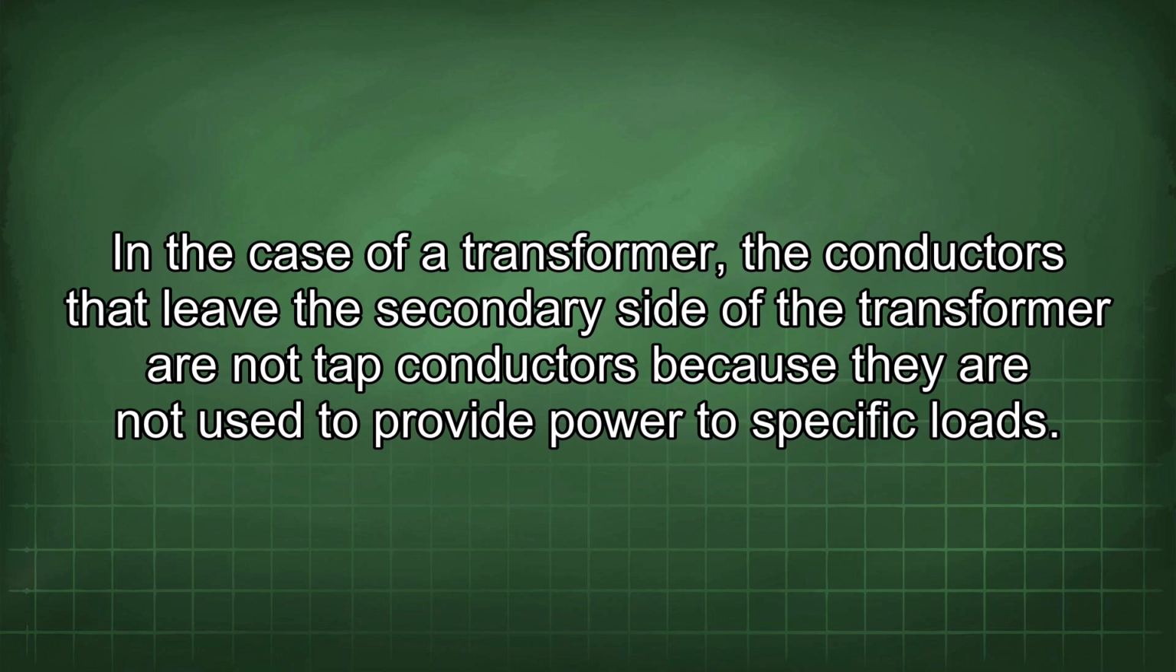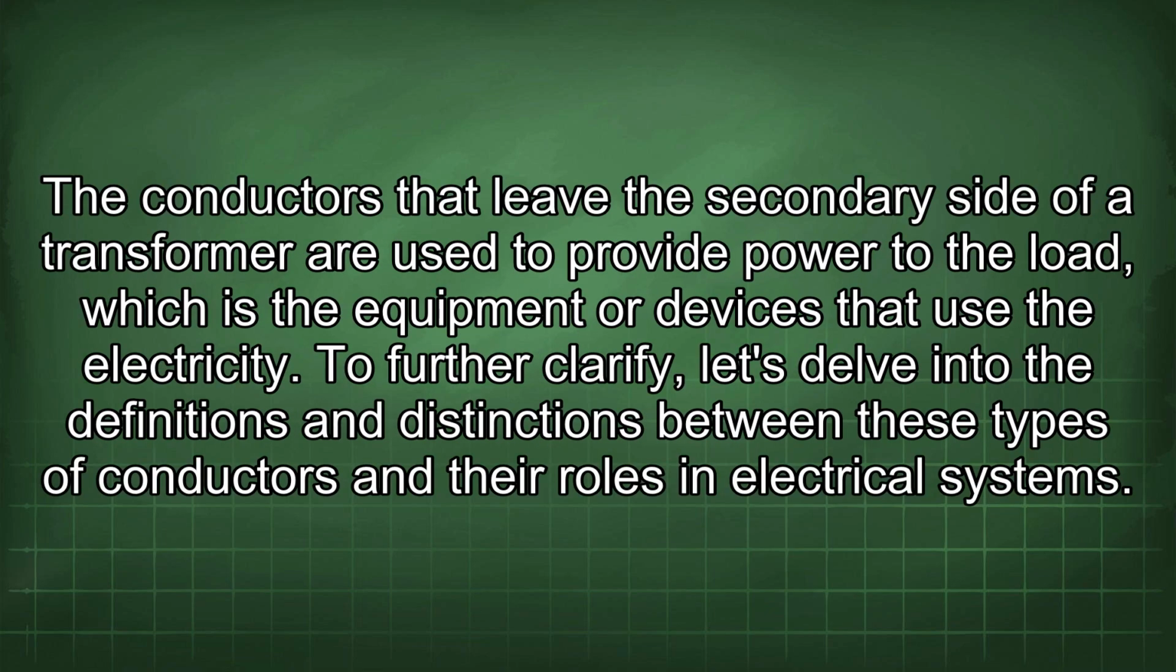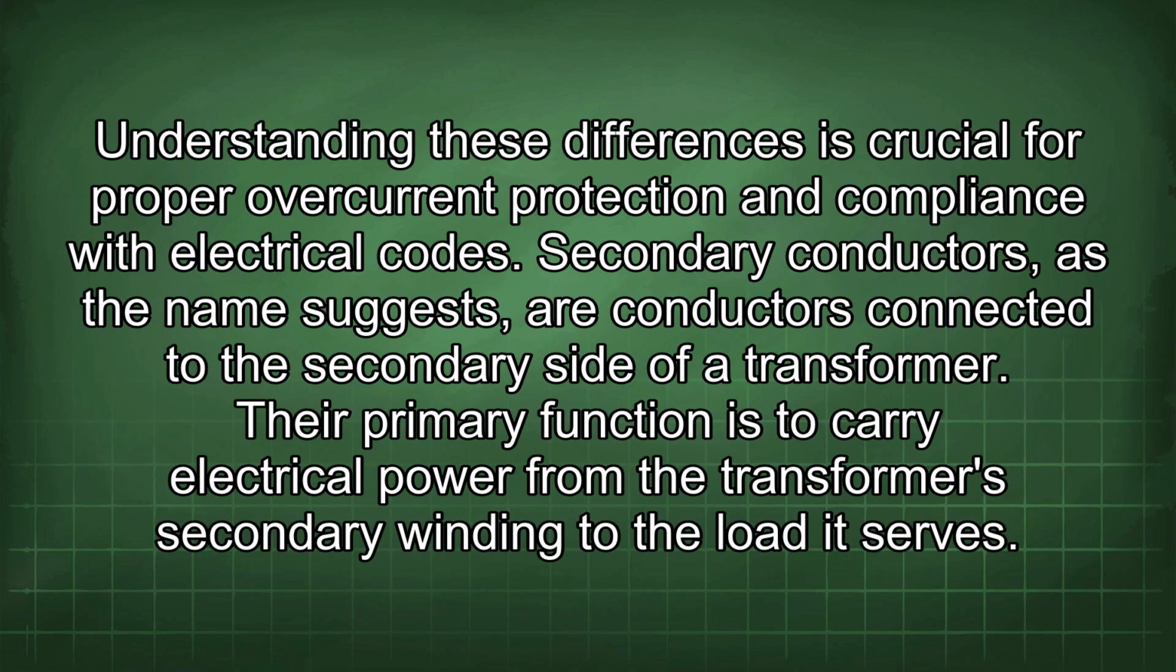In the case of a transformer, the conductors that leave the secondary side of the transformer are not tap conductors because they are not used to provide power to specific loads. The conductors that leave the secondary side of a transformer are used to provide power to the load, which is the equipment or devices that use the electricity. To further clarify, let's delve into the definitions and distinctions between these types of conductors and their roles in electrical systems. Understanding these differences is crucial for proper overcurrent protection and compliance with electrical codes.